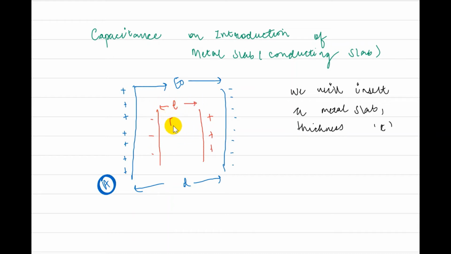Now, E is the electric field inside the plate, but let it be EP. So the electric field inside the metal slab will be E equals E naught minus EP, which is equal to 0, because the electric field inside a conducting slab is equal to 0, which means E naught is equal to EP.